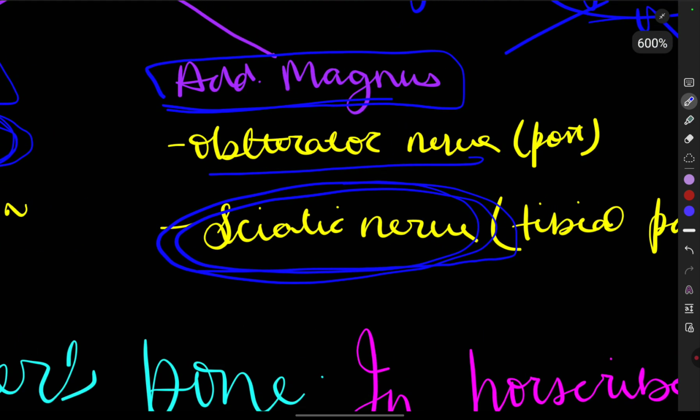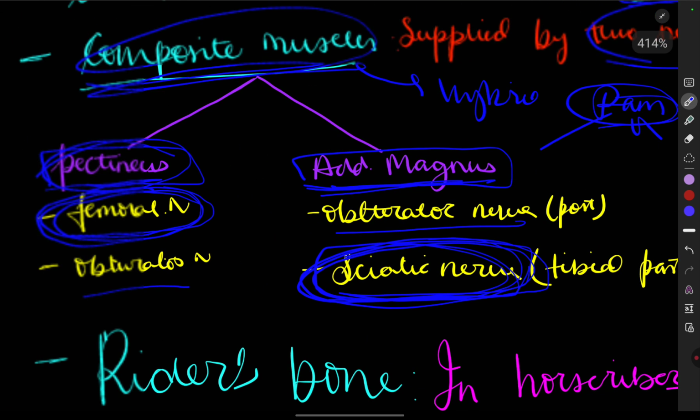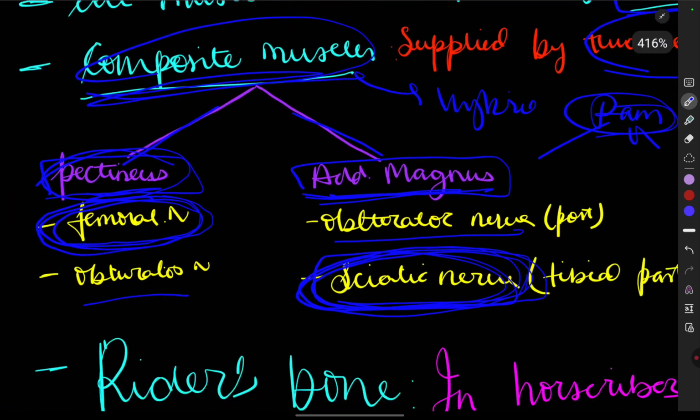The adductor magnus is the muscle of the medial side, and it is also considered a muscle of the posterior compartment of the thigh. The sciatic nerve supplies the posterior compartment, and since the adductor magnus is present in the posterior and the medial, it is supplied by the sciatic nerve of the posterior compartment. So just remember that the composite muscles are the pectineus muscle and the adductor magnus muscle, PAM.